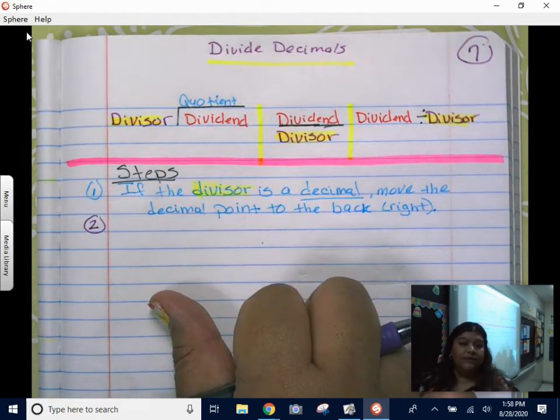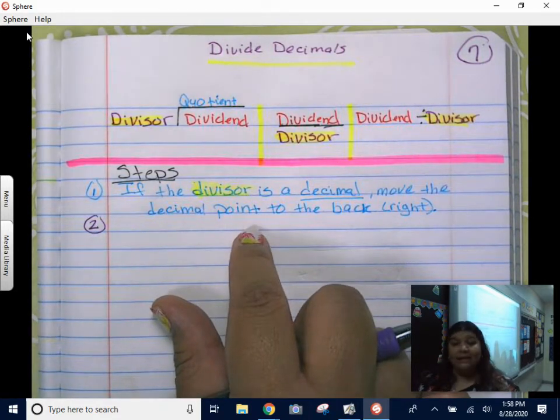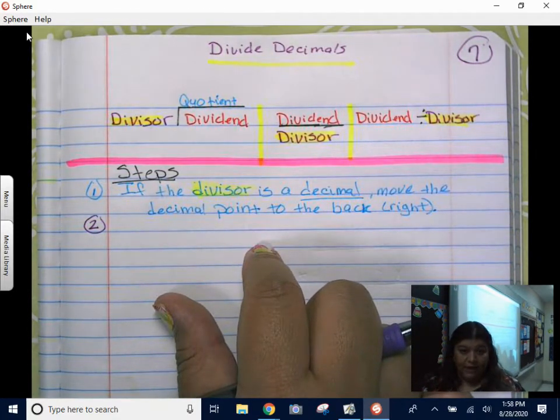That's the only time you move the decimal in the dividend. If you move the decimal in the divisor, then you must move it in the dividend. If I did not move the decimal in the divisor, I do not move the decimal in the dividend, okay?